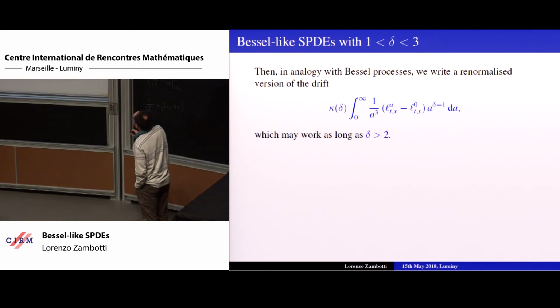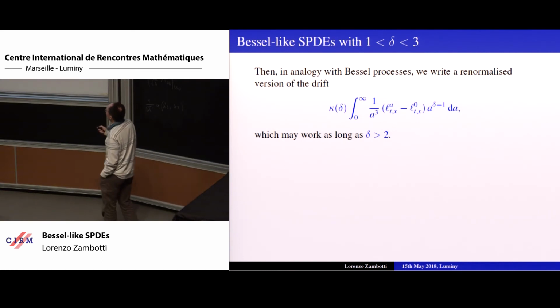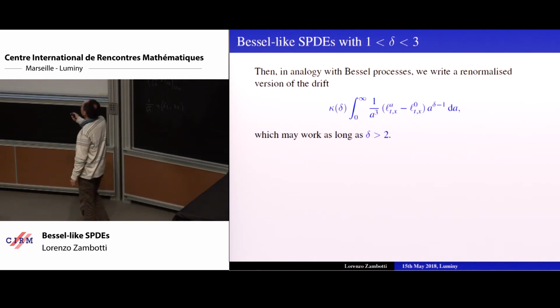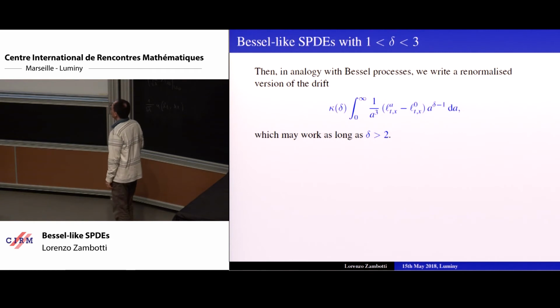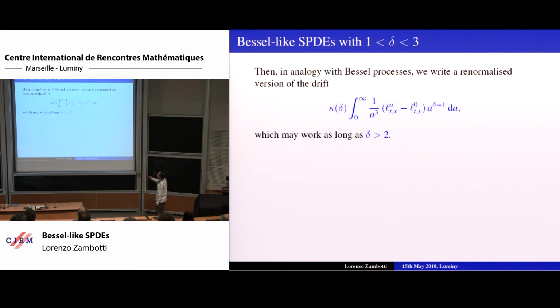And so in analogy with Bessel processes, you write a kind of renormalized version of the drift as follows: 1 over a cube, LA minus L0, and so on. Now of course, you need some Hölder regularity in A, which is not completely obvious, but if it is the case, then you gain a power of A, which makes this integrable at least as long as delta is greater than 2, because when you go below 2, in fact the same problem arises again.